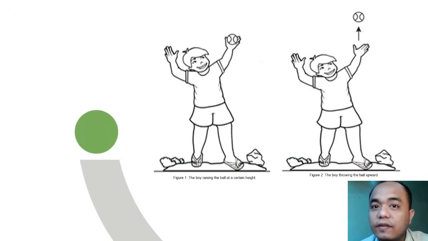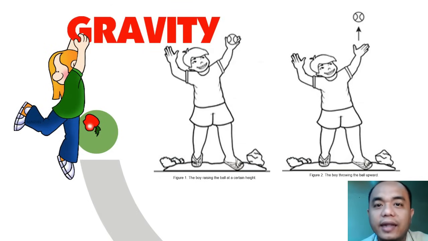In the activity that you've done earlier, whether the object is dropped, binitawan mo lang, or thrown upward, hinagis mo pataas, the object tends to go back to the ground. Babalik at babalik ang object na hinagis mo, na binitawan mo, sa lupa or sa surface of the earth. There is a force that pulls it towards the ground or the surface of the earth. Again, that force is called gravity. And this gravity is also known as gravitational force.